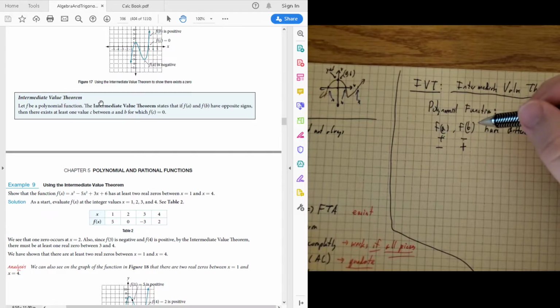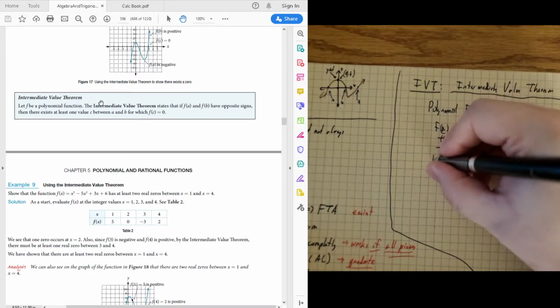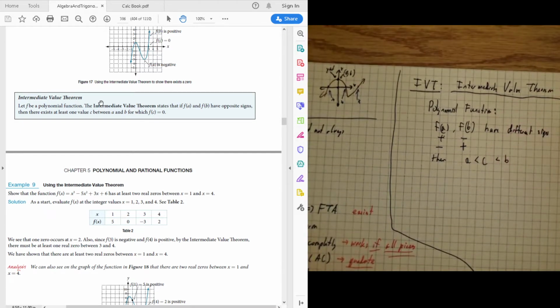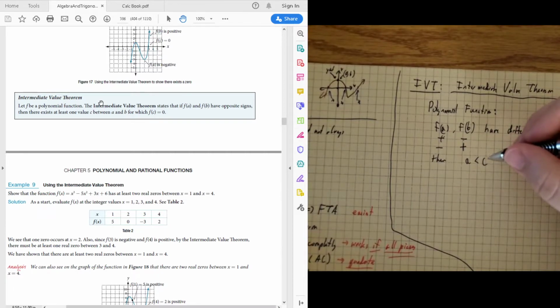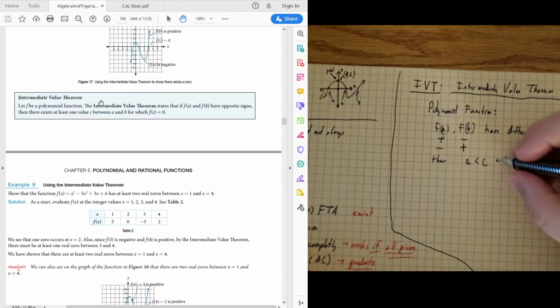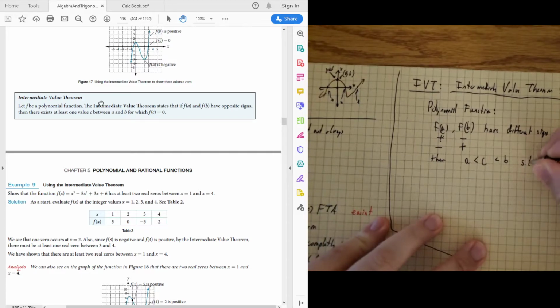If f of a and f of b have different signs, then there exists a c. Now this c must be somewhere in between a and b. Where? Notice the function doesn't say where. It could be in the middle. It could be close to a. It could be close to b. It doesn't say. And it states that c has to exist such that f of c equals 0.